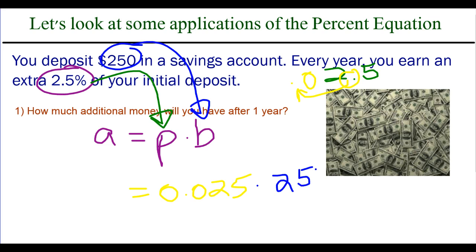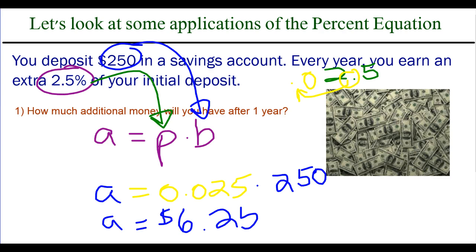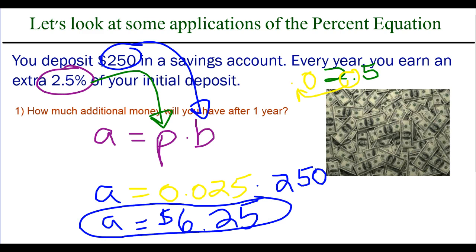And this extra money that we earn, which we'll keep calling A, is just going to be the product of 0.025 and 250. So once you've gone through and multiplied that out, you should end up with an A equals $6.25. So if you put $250 in the savings account and you have 2.5% interest, which, as I said, is an enormous amount of interest for an actual savings account, but for the sake of the problems, we're going to have some larger numbers here to make the calculation slightly easier as we're practicing. After 1 year, you would earn $6.25.